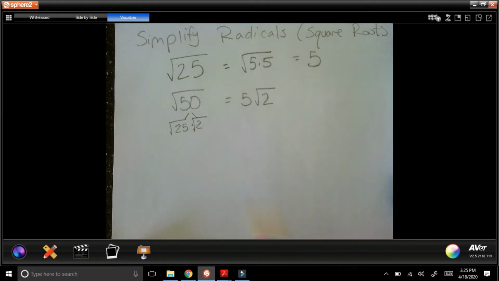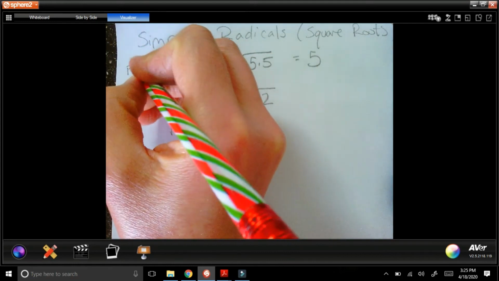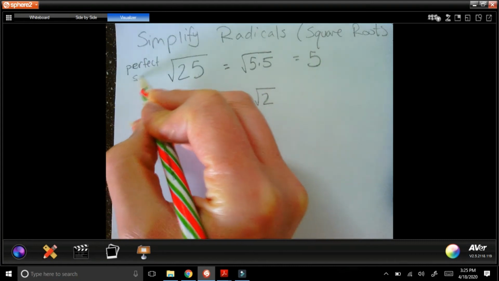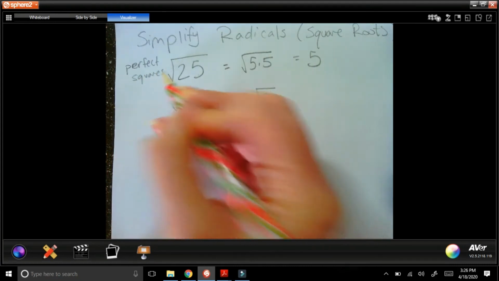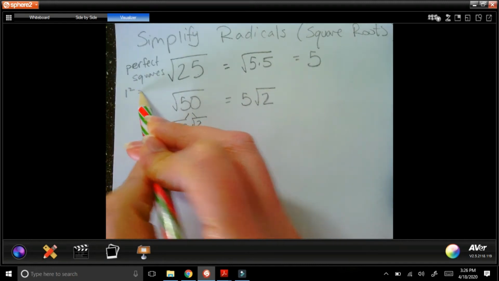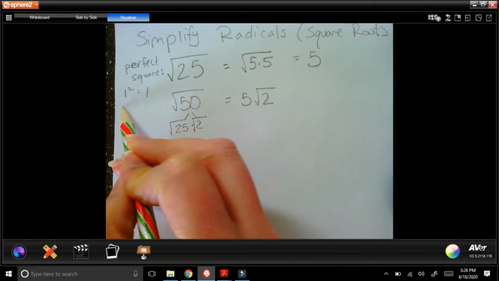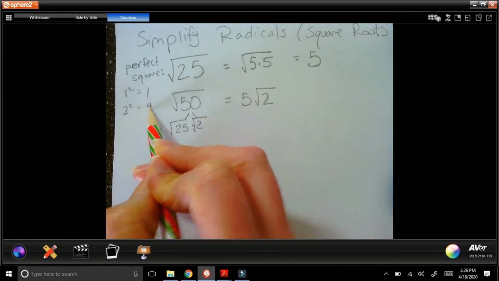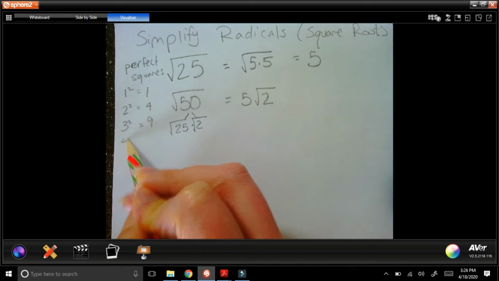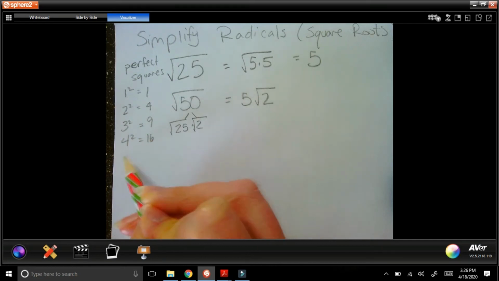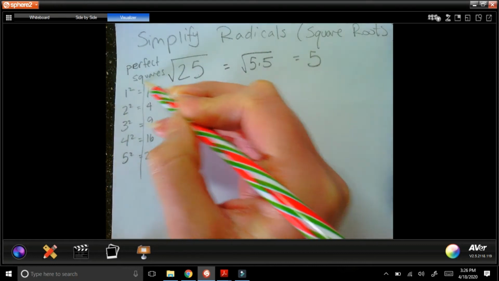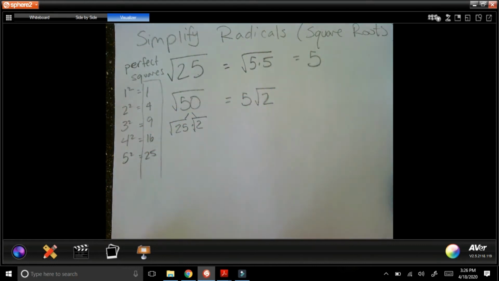I know I talked about perfect squares a second ago. Let me write these on here. The perfect squares are the list of numbers that you would get if you square each integer. So 1 squared is 1, 2 squared is 4, 3 times 3 is 9, 4 squared is 16, 5 squared is 25. This is the beginning of the list of the perfect squares.